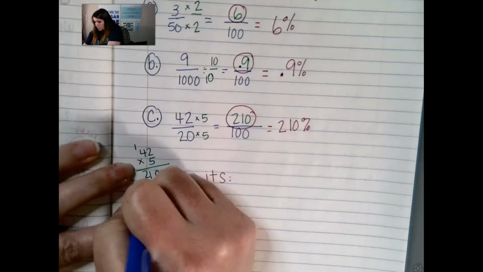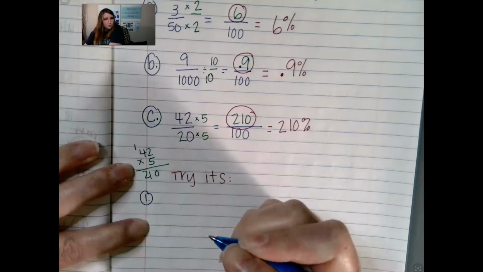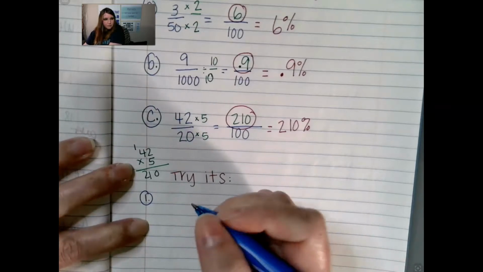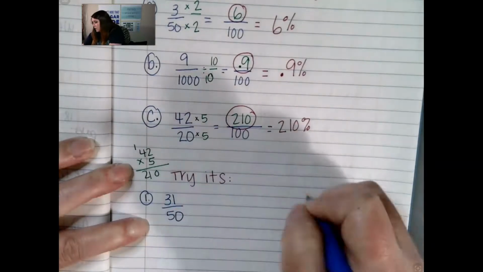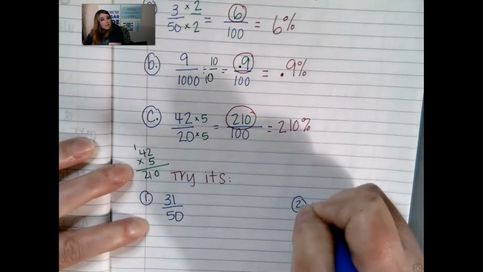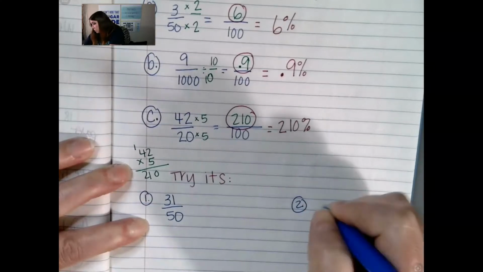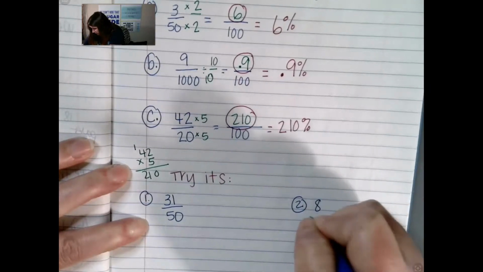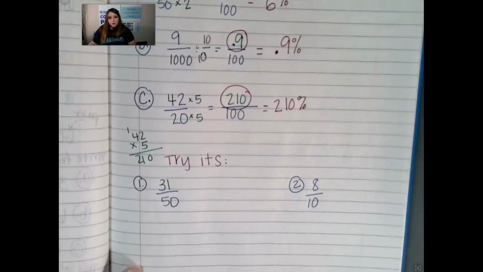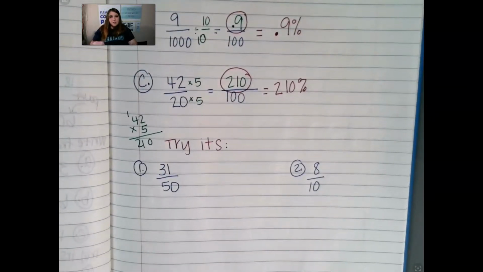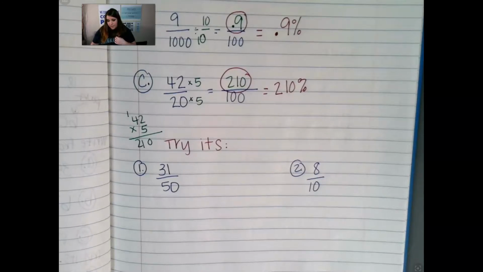Try-it number 1 down below, which is actually try-it number 5 in the book. It says 31 over 50. And your next try-it is 8 over 10. All right, go ahead, 6th graders, hit pause right now so you don't hear me solving this. And then when you're ready, go ahead and hit play.